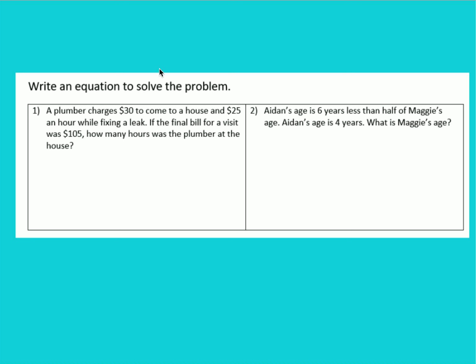So for these last examples, we have a word problem that we need to write an equation for. So I have a plumber charges $30 to come to a house and $25 an hour while fixing a leak. If the final bill for a visit was $105, how many hours was the plumber at the house? So how many hours? We don't know. H is going to equal hours for us here. That's going to be our variable.